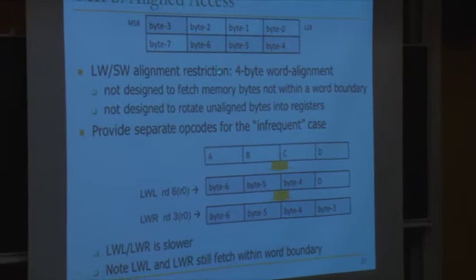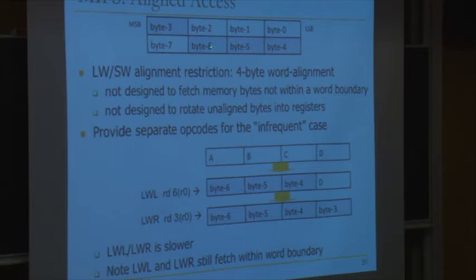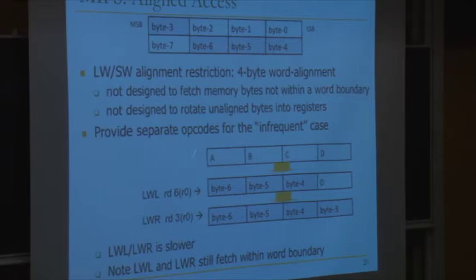Basically load word left, you give it the address that's starting from here, byte 6, and this takes the aligned portion of that, so you're starting from byte 6, right? 6, 5, 4. It takes these bytes and puts them as part of the higher part of the word. Make sense? I think you should take a look at the load word left description. But basically, it takes the address and it takes the aligned portion and puts it as part of the most significant bytes.